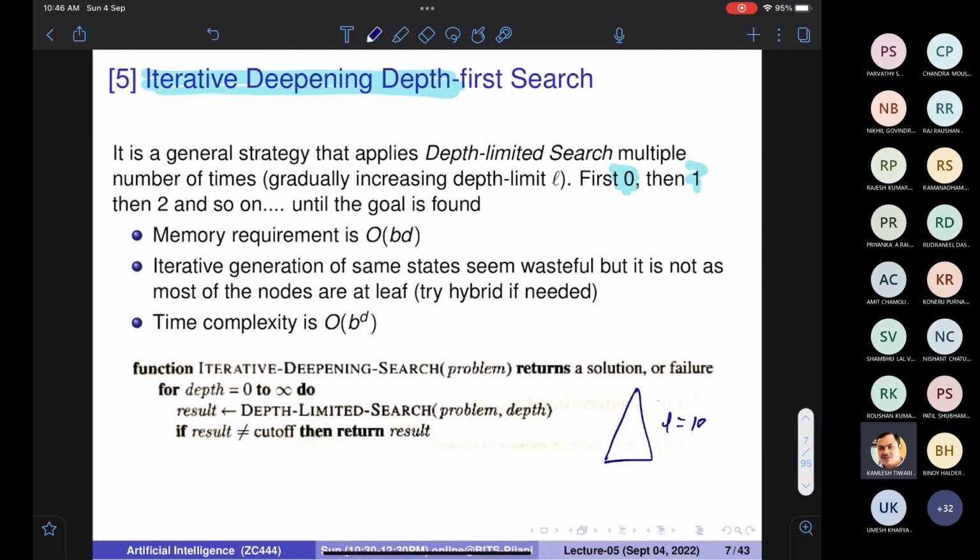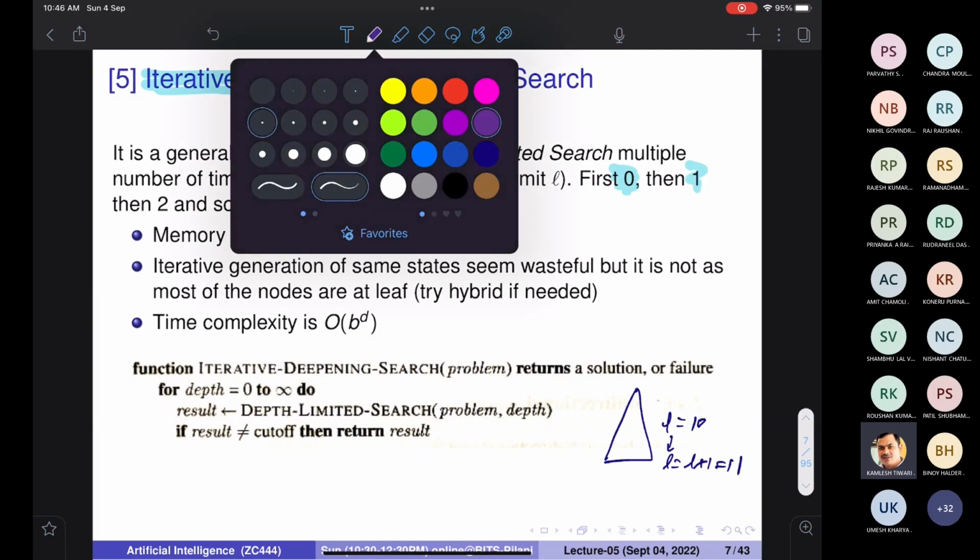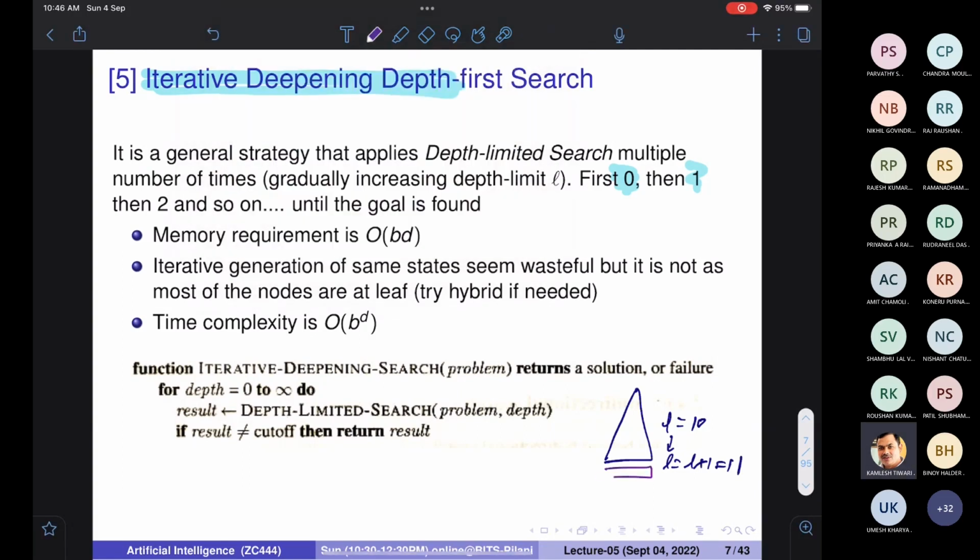Then what is the method telling? The method is telling that make L equal to L plus 1, meaning 11, and now you are going to search to this particular depth. So you will be telling, sir, if I start searching again, I would be searching these items once again. So it becomes a very inefficient method. The same items I am going to consider multiple times.